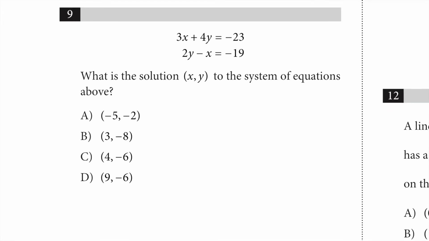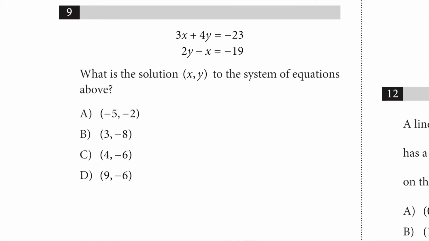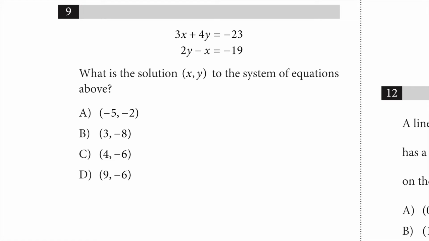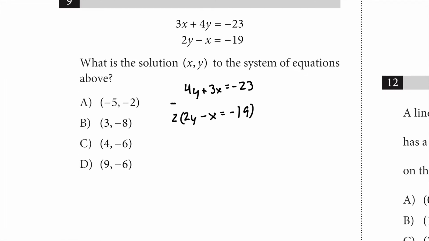Right, now we have a system of linear equations, and it wants the solution to the system. So what we're going to do is line the equations up, and we're going to say 4y plus 3x equals negative 23, minus the equation 2y minus x equals negative 19. And what we want to do is eliminate one of the variables. So we're going to multiply the bottom equation by 2. So then the y's will cancel out.